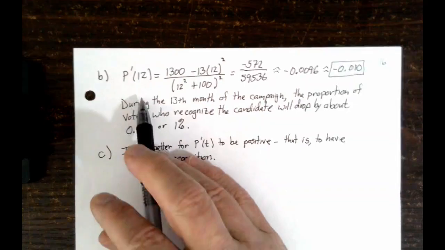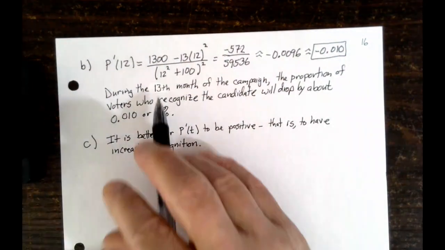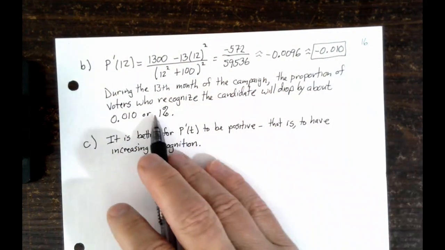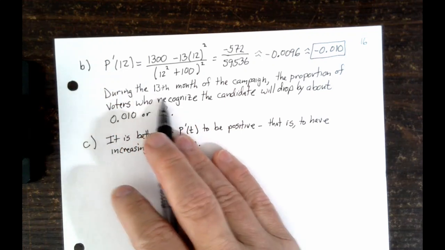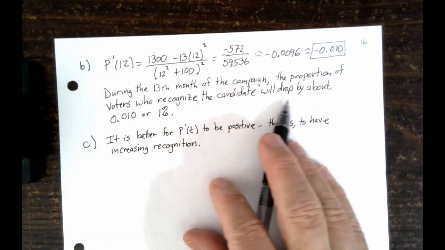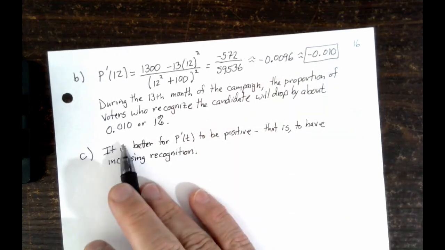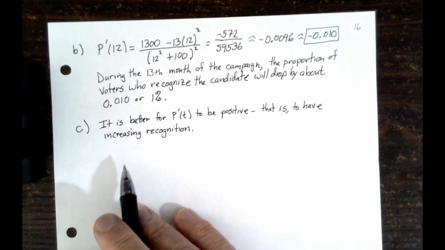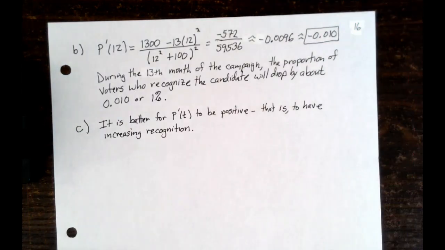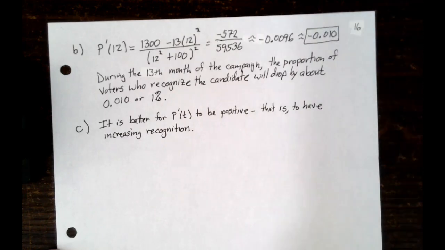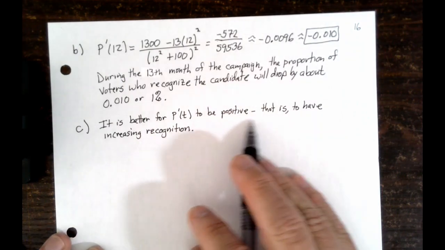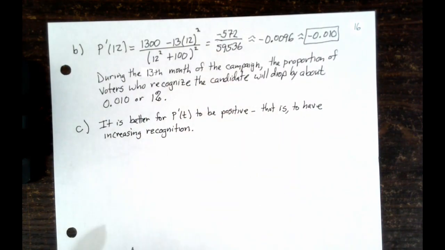Then B says, what about 12 months? You plug in 12 and you get negative 0.010, which means the next month, the 13th month, the proportion of voters who recognize the candidate will drop by about 0.010, which is 1%. And so part C asks you, 1 month prior to the election, is it better for P prime of t to be positive or negative? Well, it's better for P prime of t to be positive, that is, increasing recognition 1 month before the election.